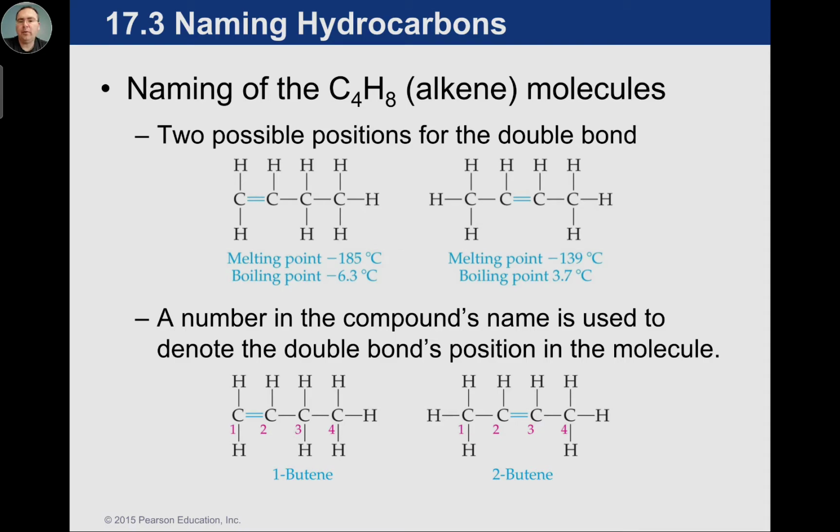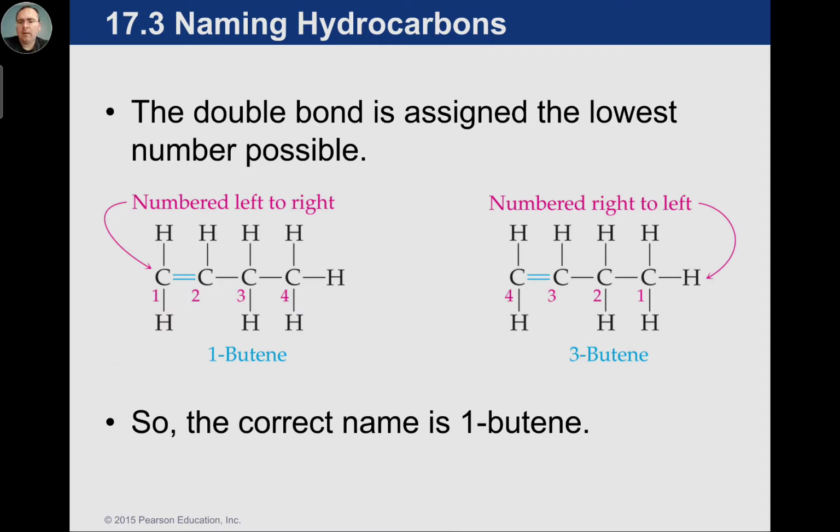So numbering is important. The reason numbering is important is because their physical properties change because of the location of their double bond, because that changes their overall shape, and therefore it can change their ability to interact with one another and their physical properties as a result. So remember to number from the short side.